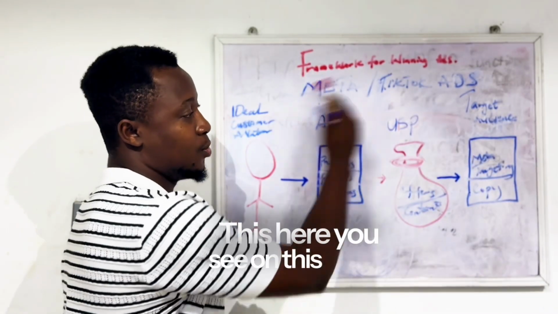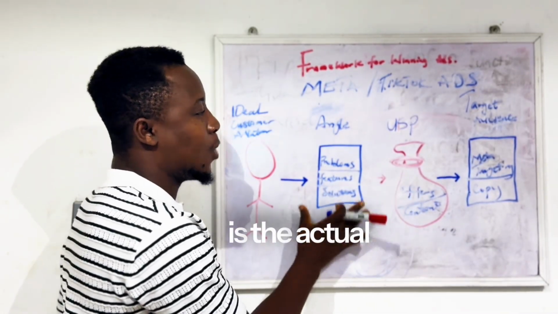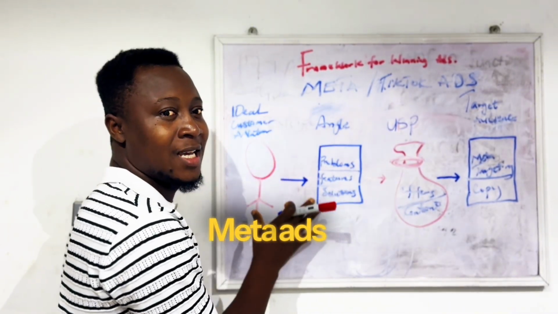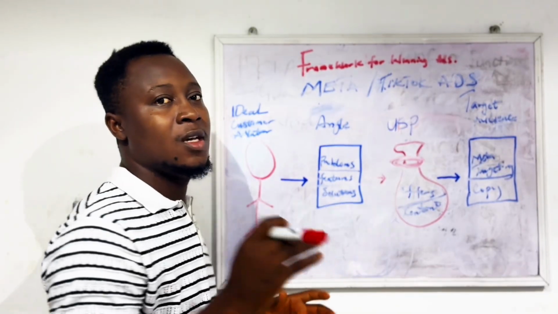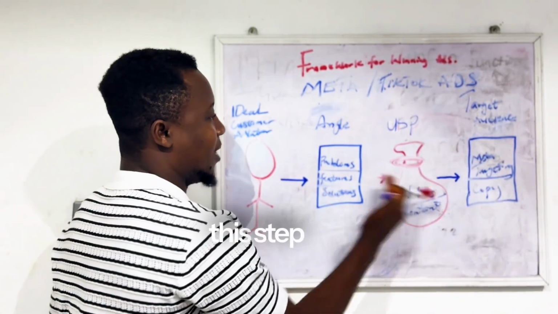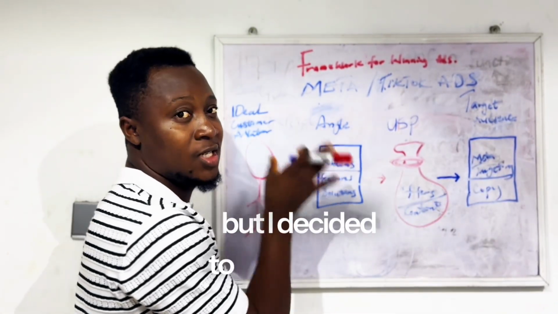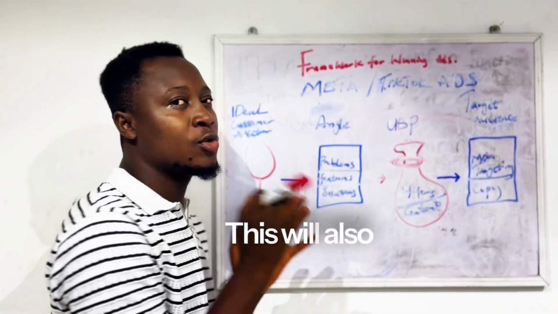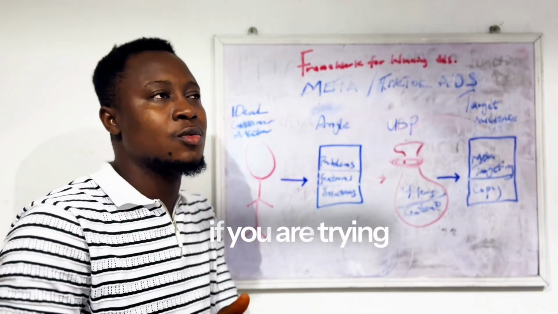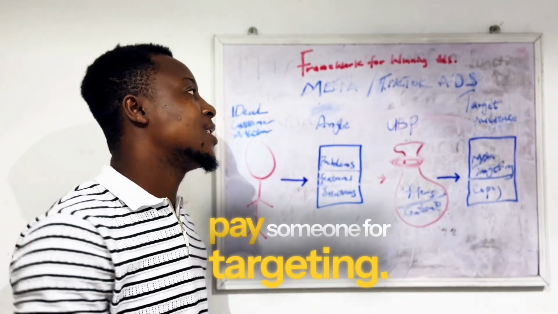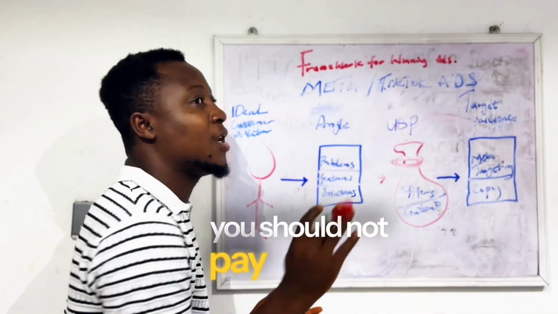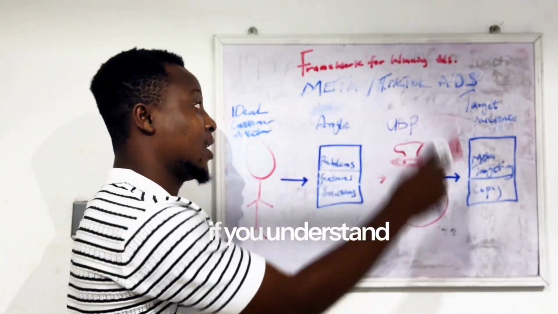This here you see on this board is the actual way you can run Meta ads and get effective results. In my course, I actually taught this step by step and how you can put it together, but I decided to share this for free. This will also solve your problem if you are trying to pay someone for targeting. After watching this today, you should not pay anybody for targeting again, including me, if you understand what is here.